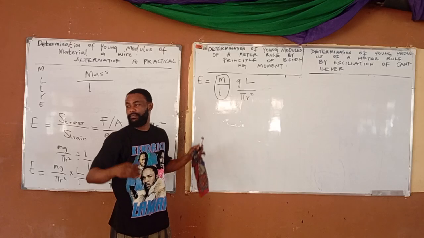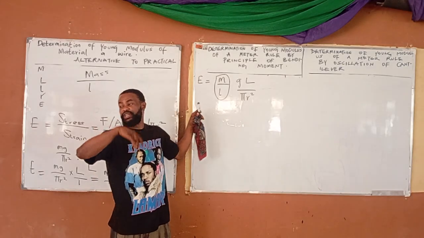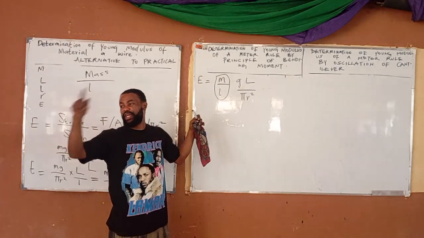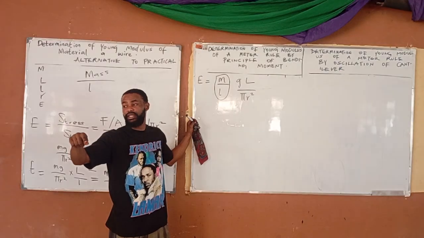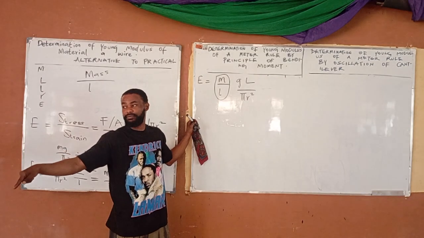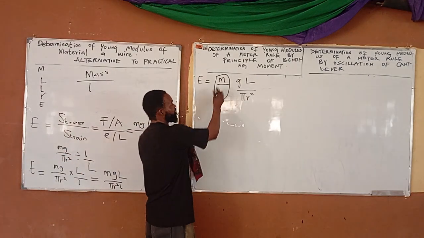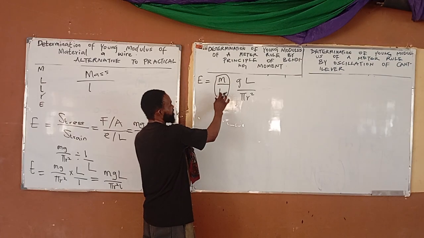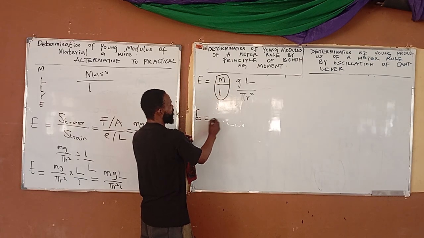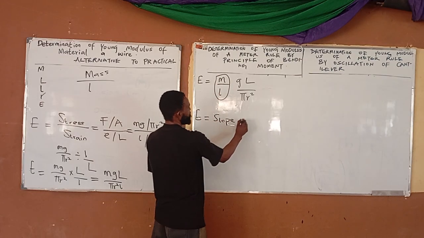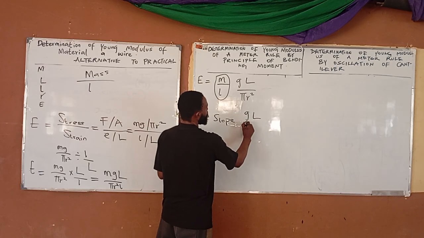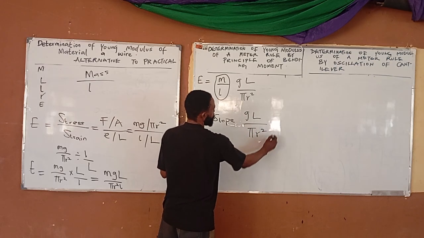slope simply means y-axis. Anytime you hear this against this, A against B, it means A is the vertical axis, y, and B is the x-axis. Sure, you know. So if that be the case, this is the ordinate, this is the abscissa. So this will now be E equals slope, then GL over pi r squared.